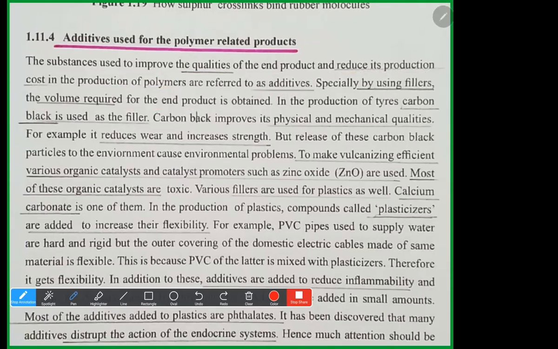In the production of tires, carbon black is used as a filler. Carbon black, this word is black, okay? Carbon black improves its physical and mechanical qualities. For example, it reduces the wear and increases the strength. But release of these carbon black particles to the environment causes environmental problems.